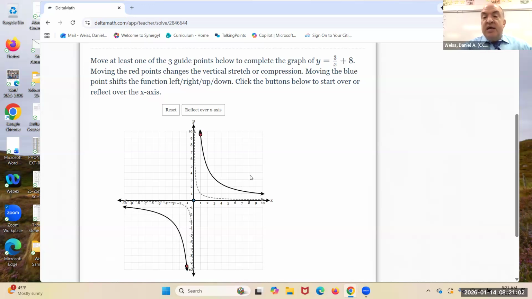So watch what happens. 3 over -1 is -3. -3 plus 8 is -5.